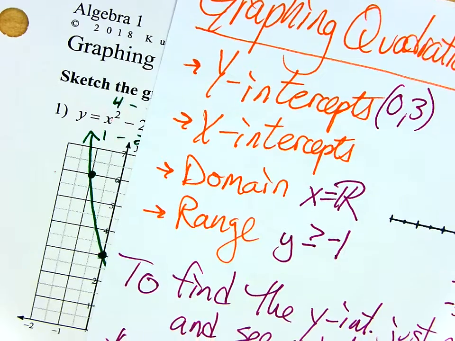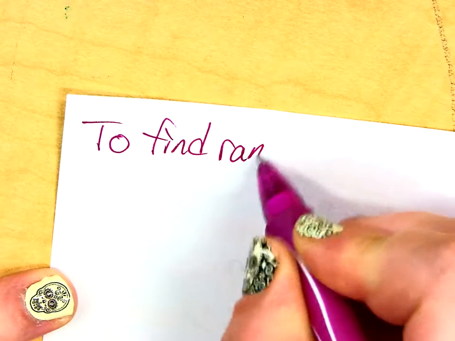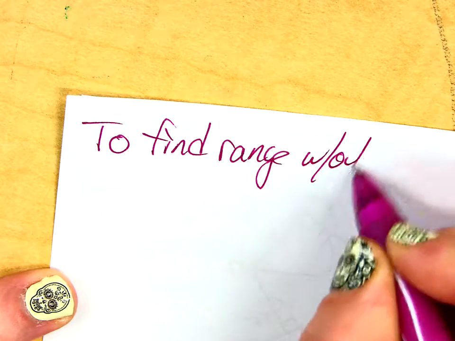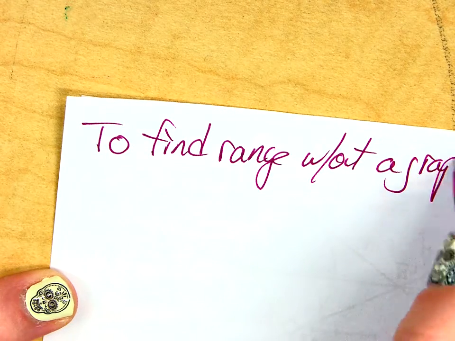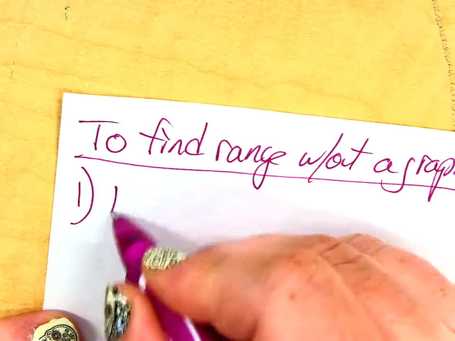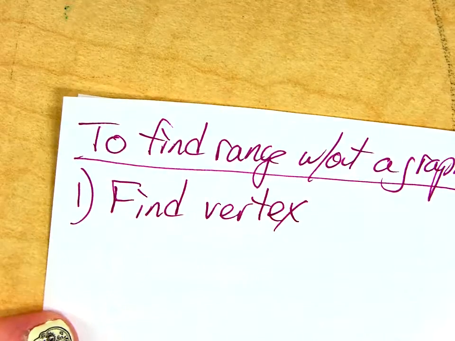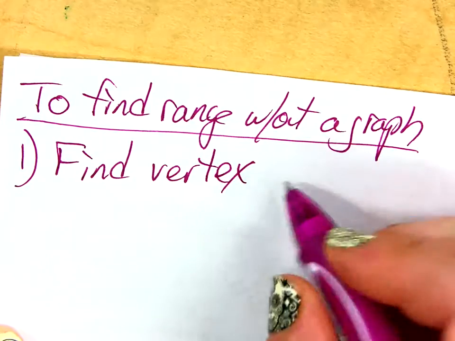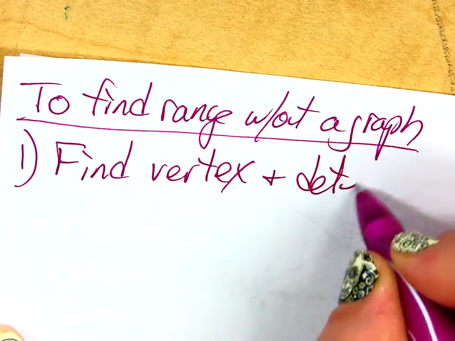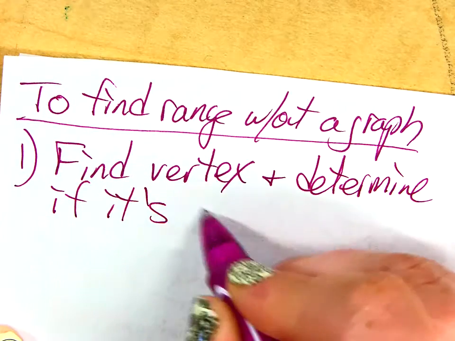Let me get another sheet of paper. So, to find range without a graph, you do need the vertex, okay? So find your vertex if you don't already have it. And actually, I'm going to say, and determine if it's a max or min.